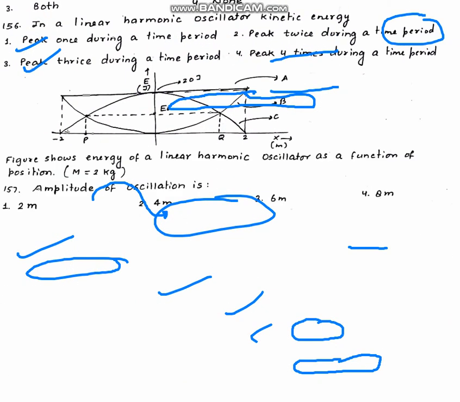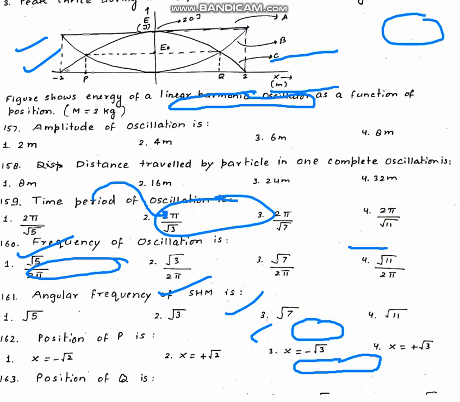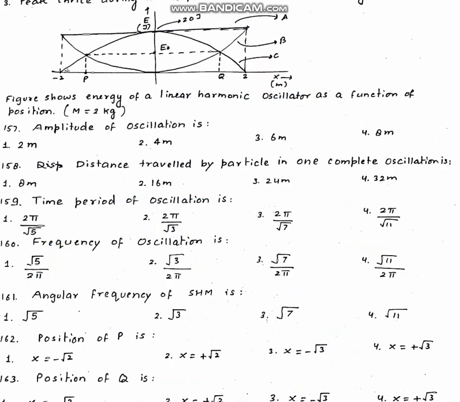In a linear harmonic oscillator kinetic energy, here we are being given the graphs of that. So we are being asked the amplitude of the SHM. So obviously origin is taken at the mean position. So we can see that kinetic energy is minimum at x is equal to 2. So it's going to be the amplitude which is 2 meter. Next is distance traveled by particle in one complete oscillation. This is 4a. So 4 into 2 will be 8 meter.